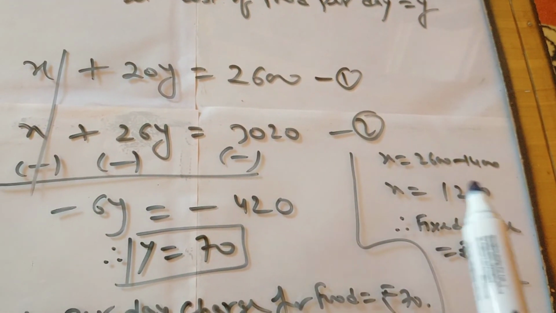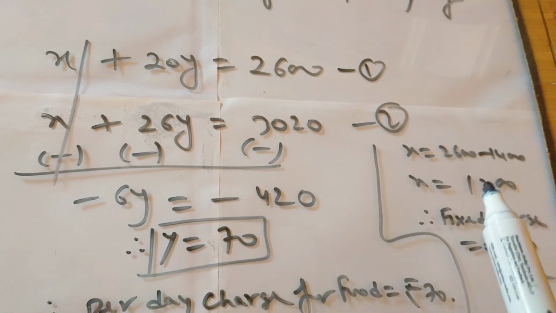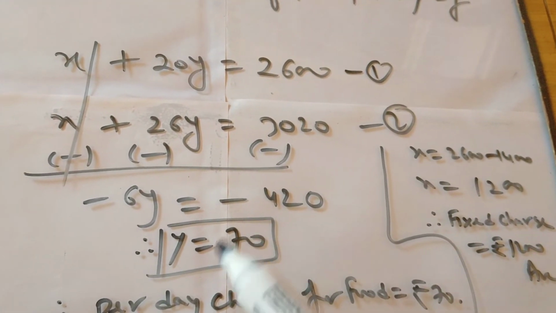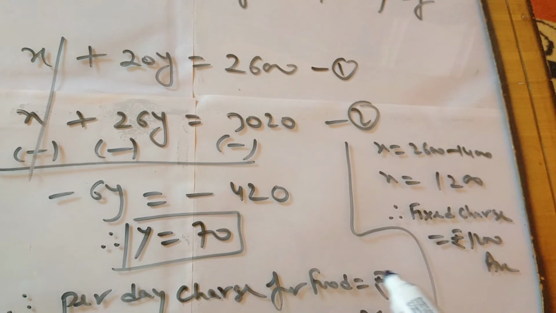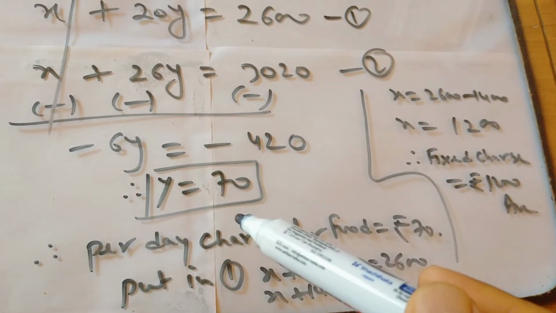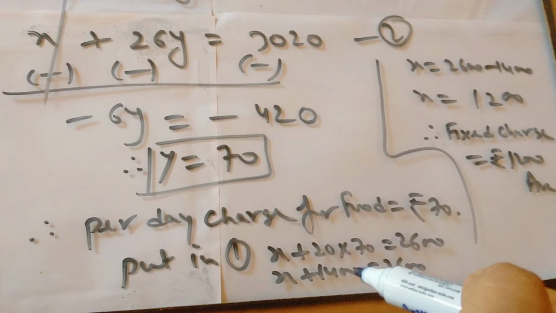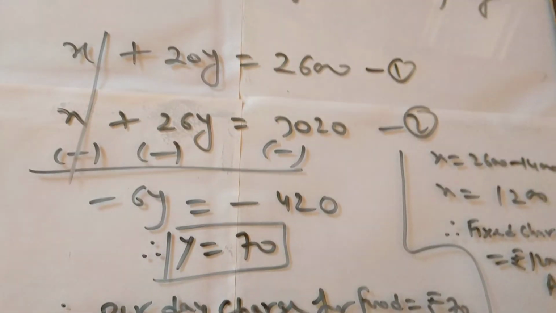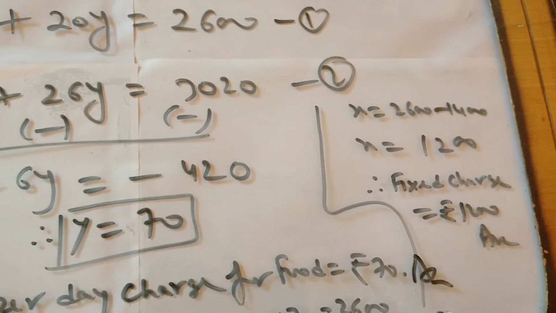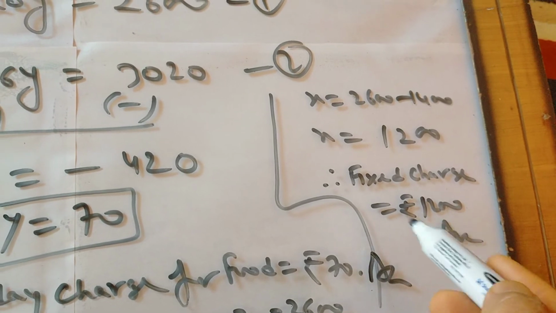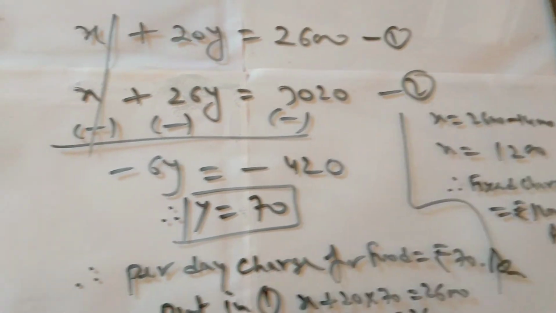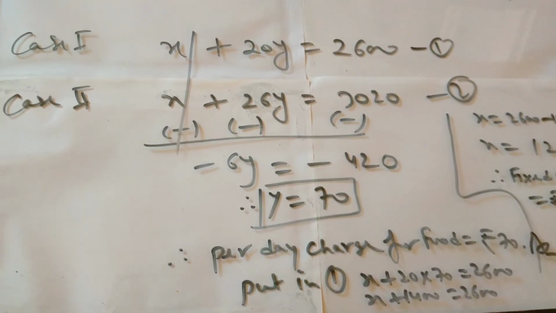So 1200 rupees is the hostel charge for the month and 70 rupees is the per day charge for food. So both the things we have calculated over here. Rupees 70 is the answer for the first part. This is the first answer. Here you can mark the answer, and for the second answer you have to write the fixed charge over here. So students, we have solved all the questions for this particular exercise.